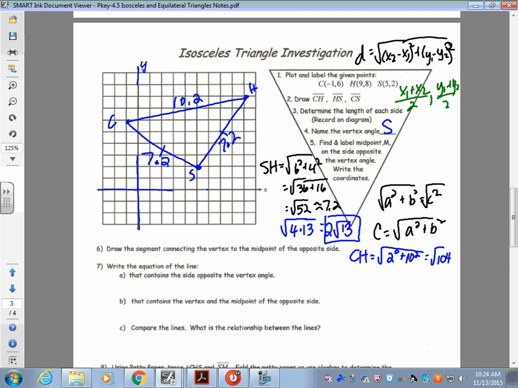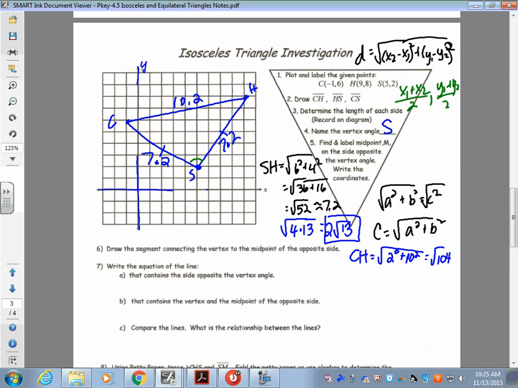Yeah, so C and 8. So negative 1 and 9 gives you 8 divided by 2, right? 4. Yes, Chris? How do we know that S? Because it's the angle included with the 2 congruent sides. The angle in between the 2 congruent sides. Okay, all right. So we can figure out this coordinate for the midpoint.